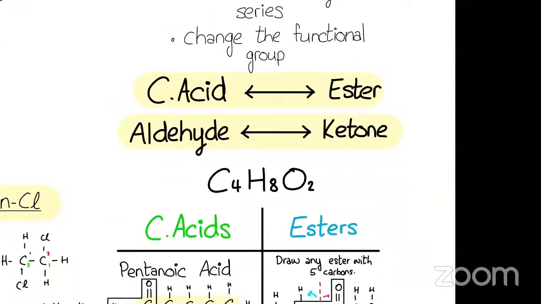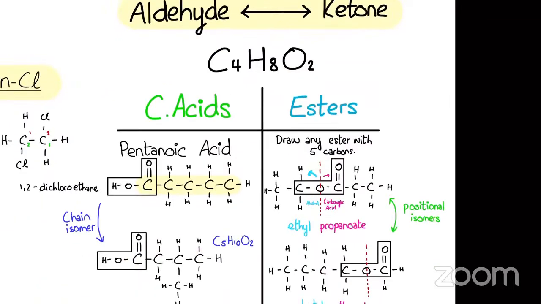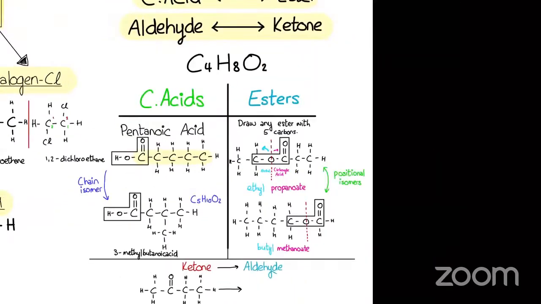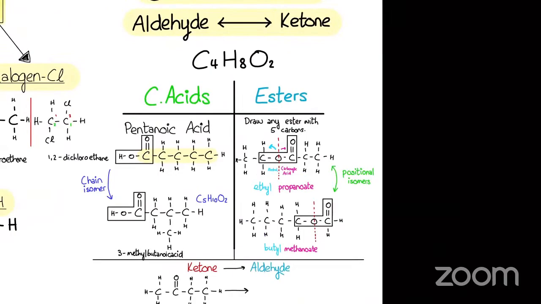Okay, so we then said that our functional isomers are when we move from carboxylic acid to ester, or vice versa, from ester to carboxylic acid. We move from aldehyde to ketone, ketone to aldehyde. These are functional isomers. So we looked at some examples, right? C4H8O2.